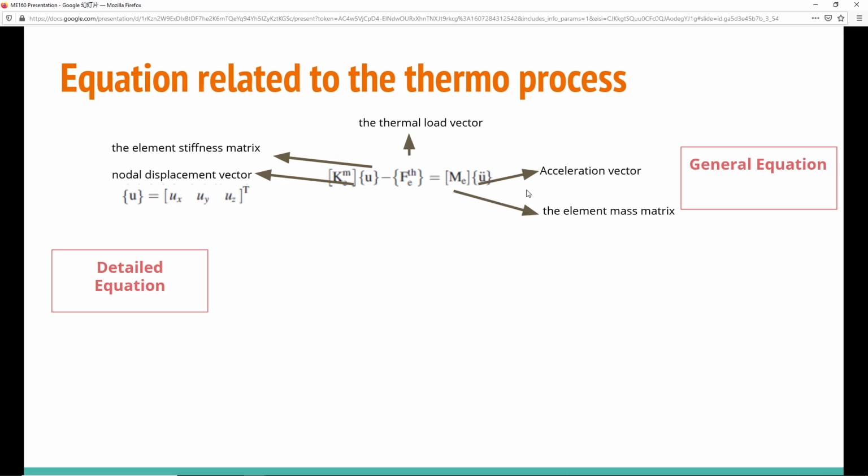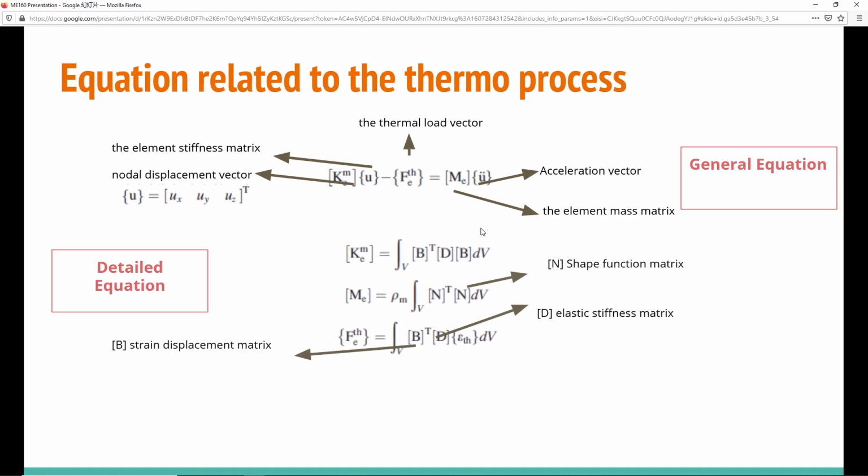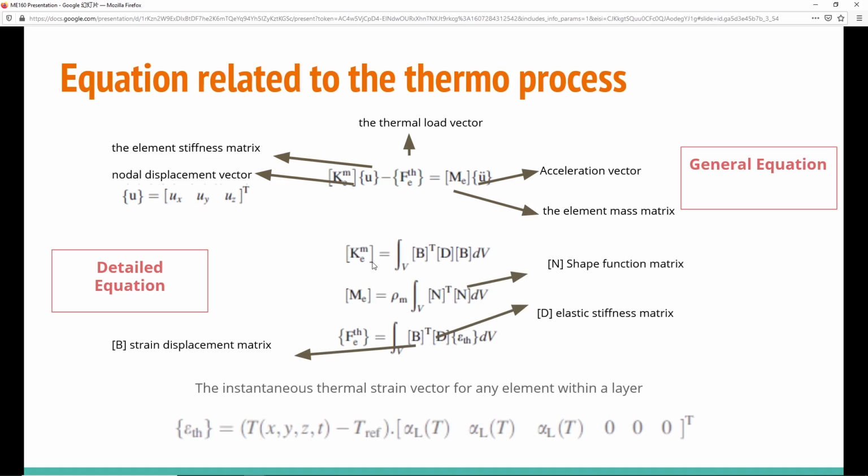So we got the general equation, and then we split it into a detailed equation to find each part of this equation. So for the nodal displacement vector, you can find the N as the shape function matrix, and then to determine the thermal load vector, we can find the B as the strain displacement matrix, as well as D as the elastic stiffness matrix.